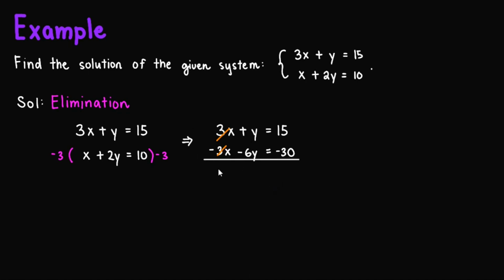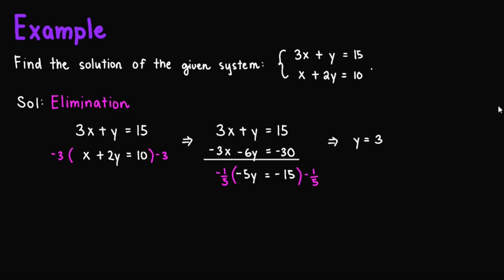So we'll be left with 0x, or simply we can just remove the x out here. For the y's, we have y minus 6y. We'll obtain -5y out there. And on the right side, 15 minus 30 is -15. So we obtain -5y equals -15. Now we solve for y. By solving for y, we simply divide -5 both sides to obtain y equals 3. So we now have a value for y. What's left is the value for x.